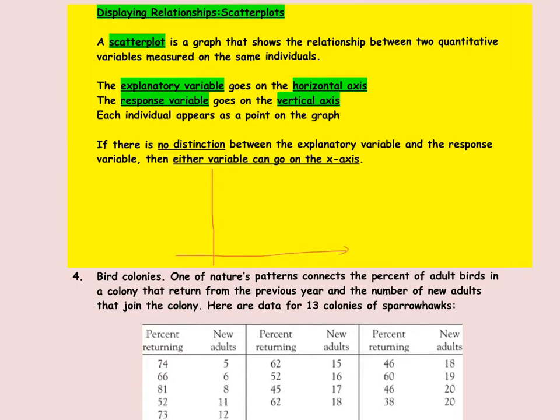So a scatter plot, just like the other graphs we've seen, has a horizontal axis and a vertical axis. The explanatory variable goes on the horizontal axis. So x, the explanatory variable, goes on the horizontal axis, and the response variable y goes on the y-axis. And we represent each subject or individual by a point, and you may have seen these kind of graphs in newspaper articles, textbooks, and journal articles, etc. So this is what a scatter plot looks like.